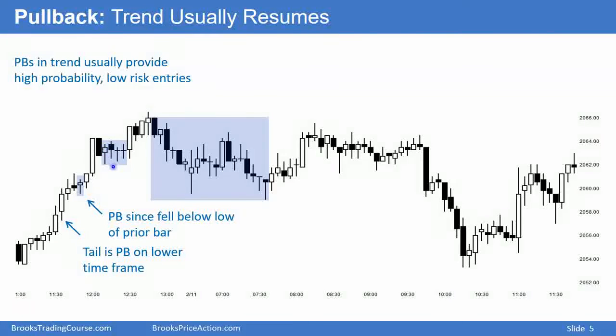Once, tried to resume, twice. And this is a bigger pullback. Here it lasted about 20 bars or so. Traders are looking to buy when the trend resumes. So when they see a pullback, they place a buy stop order one tick above the high of the prior bar, so that when the market goes above that bar, they get long.